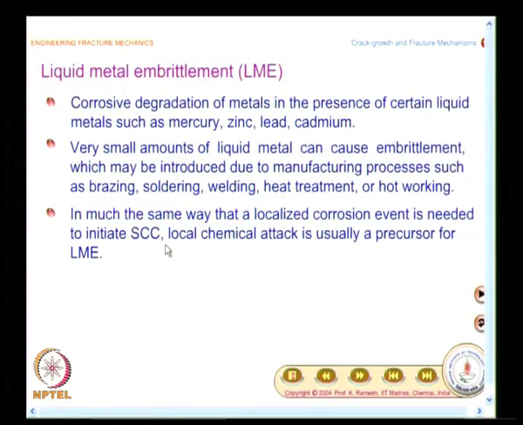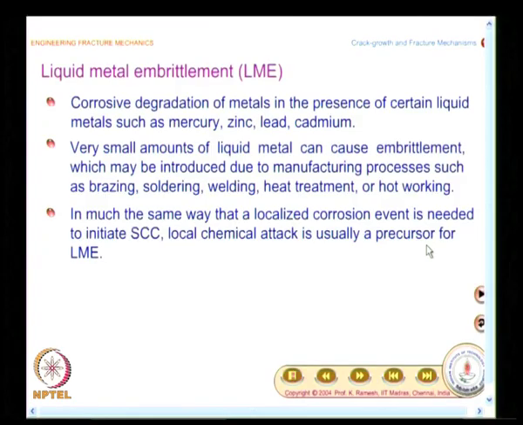And very similar to SCC, in much the same way that a localized corrosion event is needed to initiate SCC, in the case of LME, local chemical attack is usually a precursor. So, in the case of stress corrosion cracking, a corrosion event precipitates that. In the case of liquid metal embrittlement, a chemical attack is a precursor.